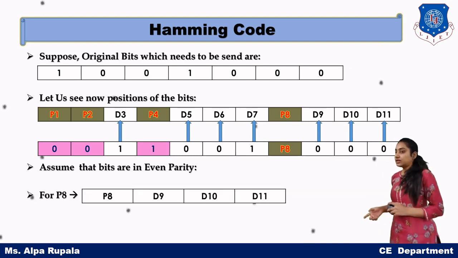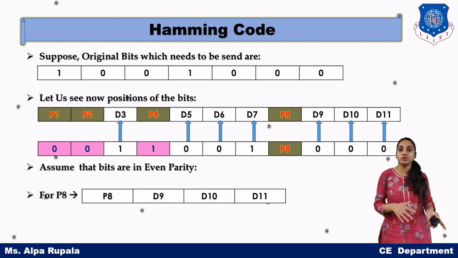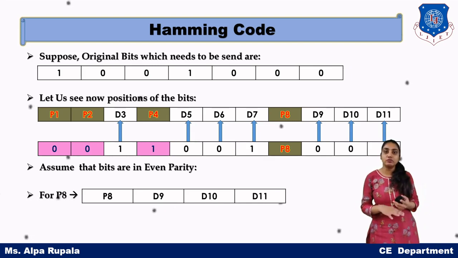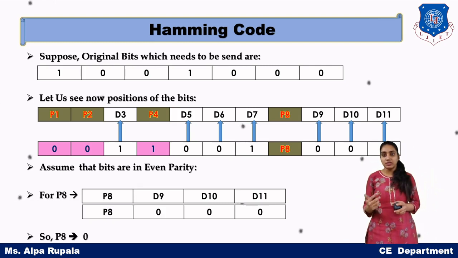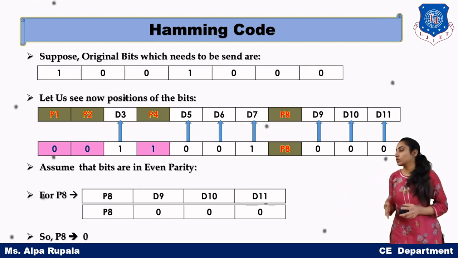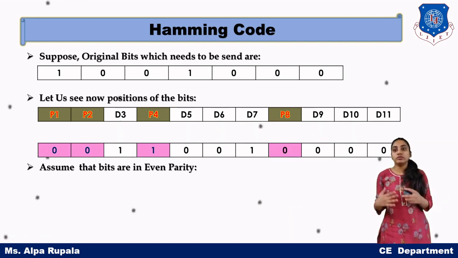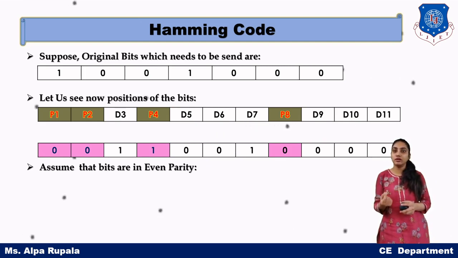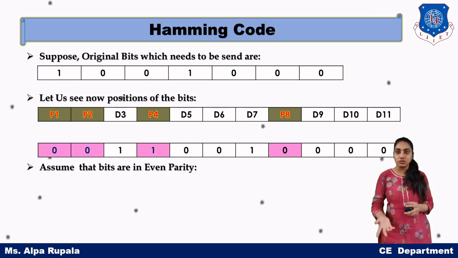Now for P8 calculation, 8 bits will be checked and 8 will be skipped, starting from 8. So again P8, D9, D10 and D11 will be checked. According to it, we are replacing our value and it is in an even parity. So our P8 will be 0. So this is the total we have, whatever our parity bits were, P1, P2, P4 and P8, having the values 0, 0, 1 and 0.